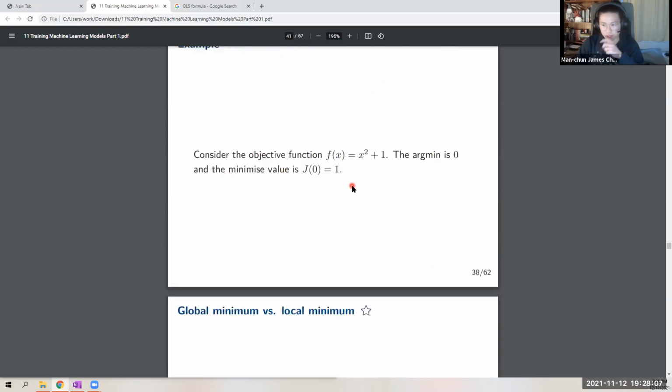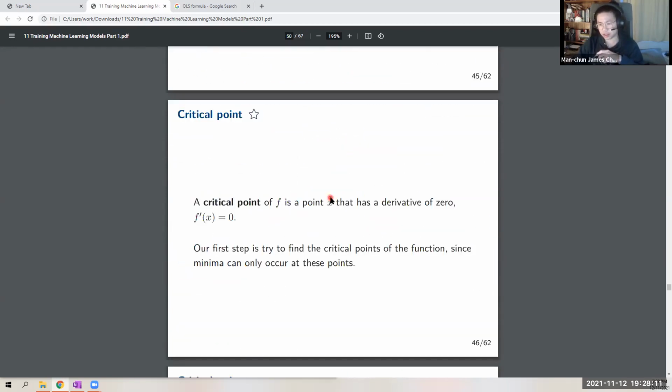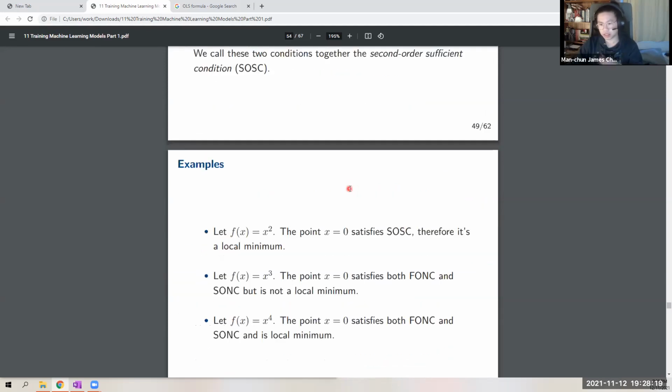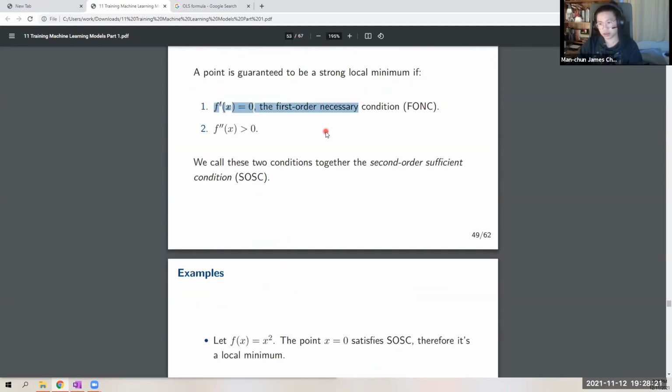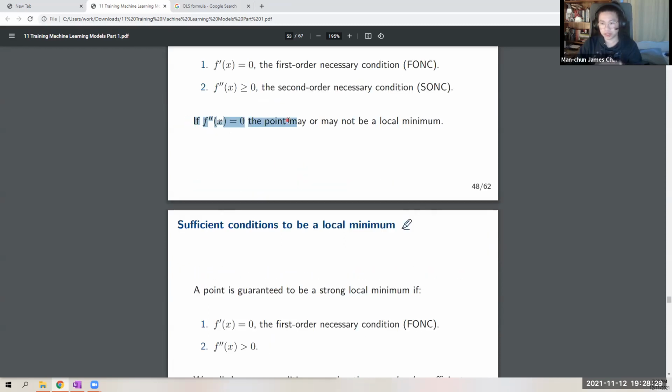And here we're talking about basic optimization procedures. The first derivative is equal to 0 and the second derivative is greater than 0. Honestly, this is just some math. So you're guaranteed to have a strong minimum if the first derivative is equal to 0 and the second derivative is positive.